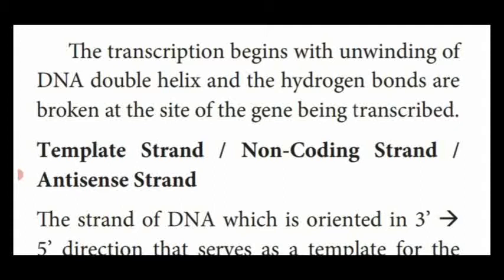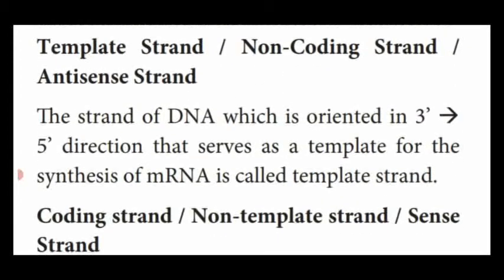Which gene is going to be transcribed? That site of the hydrogen bond is broken, and the DNA strands are unwinding. So the newly formed two strands are there. We are going to give names for those two separated, unwinding strands: template strand, non-coding strand, and antisense strand.